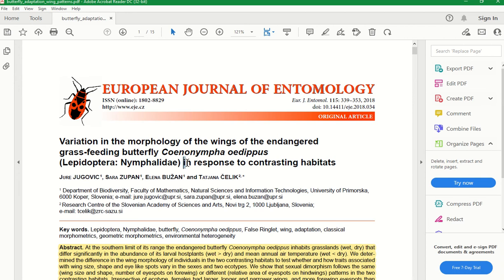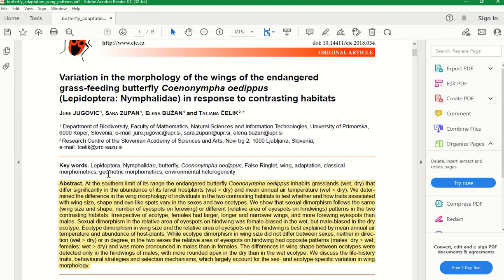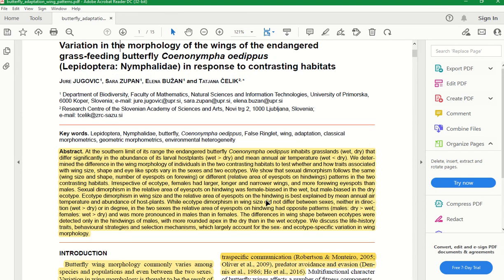And then, to read the whole thing again: Variation in the morphology of the wings of the endangered grass-feeding butterfly Coenonympha oedipus in response to contrasting habitats. So I found this paper on Google Scholar and pulled it up and looked at the abstract to see if it had the information that I wanted. And the abstracts are actually pretty dense because it's as short as the authors can possibly make it, but it conveys almost all the ideas that are in the paper, right? And in a short form.